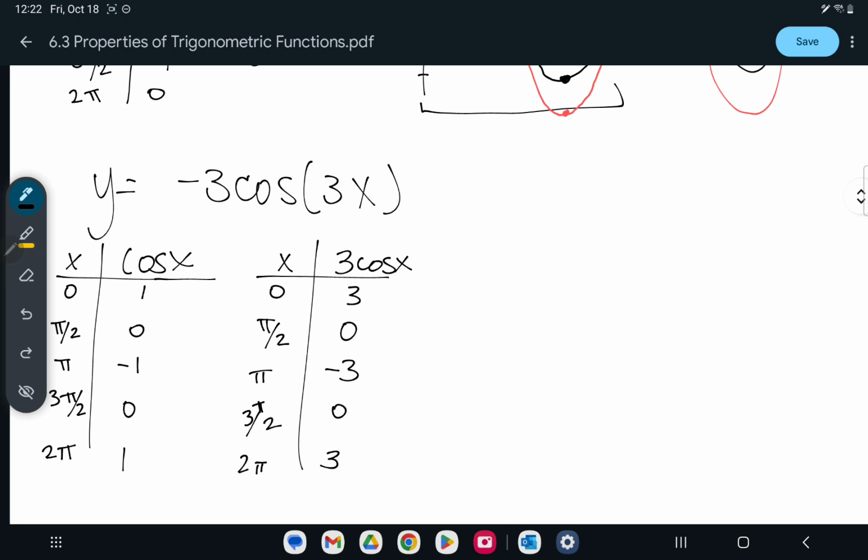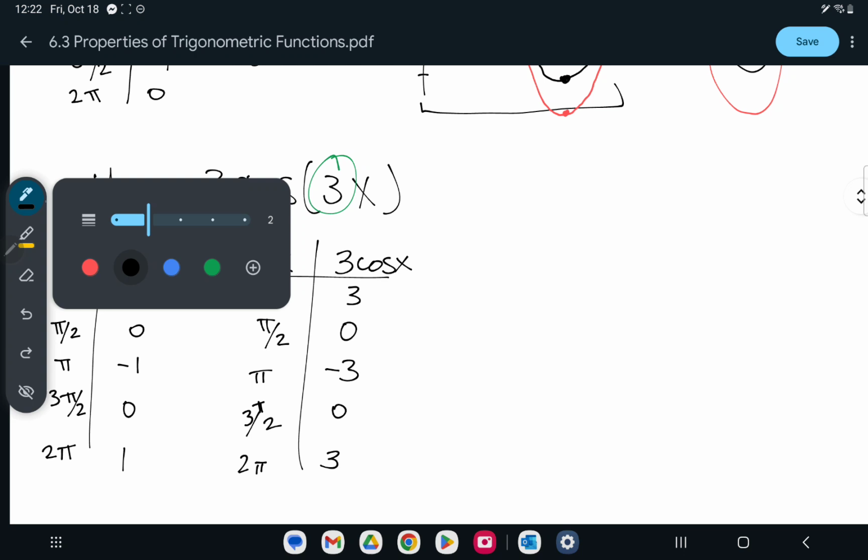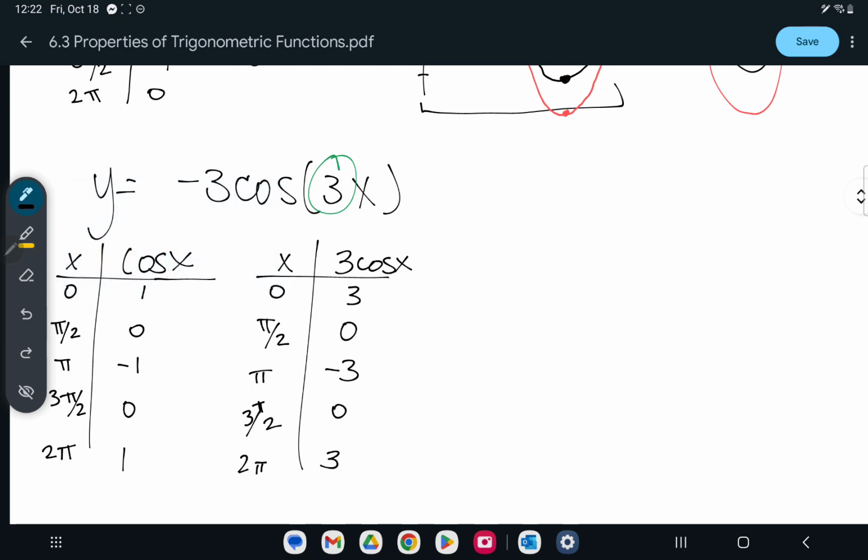We have another stretcher compression here with the 3. Remember, anything done with the x seems a little backwards, so we have a horizontal compression by 1/3 because of that 3. So 3 cosine 3x.